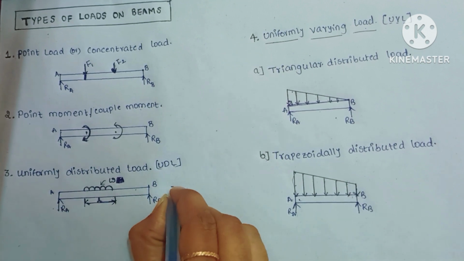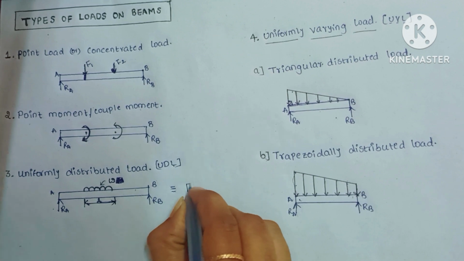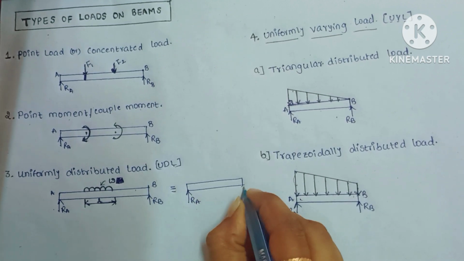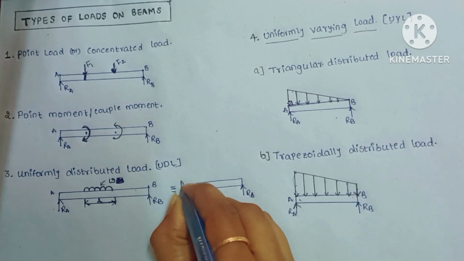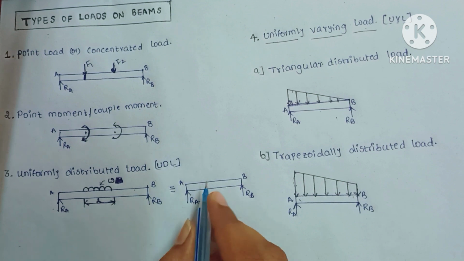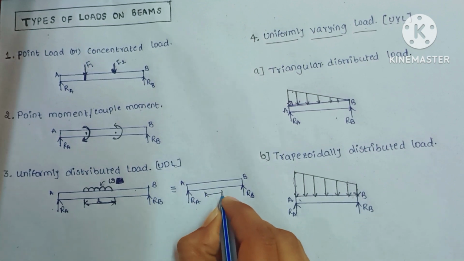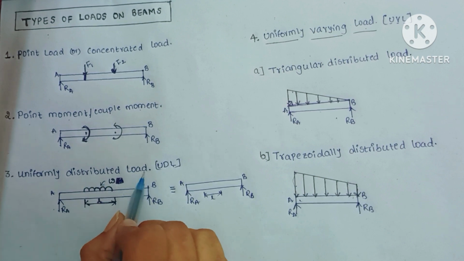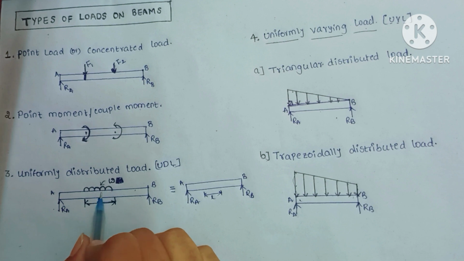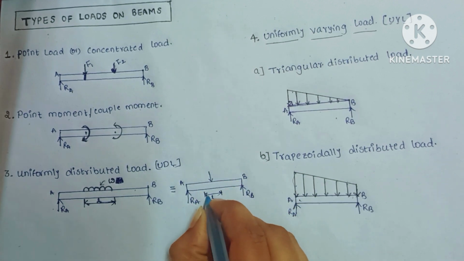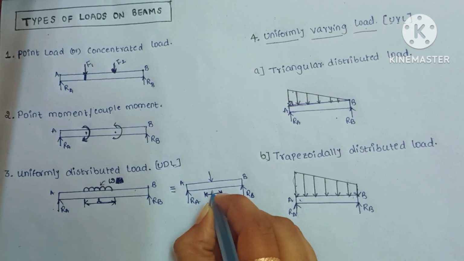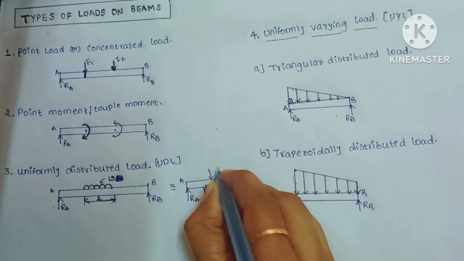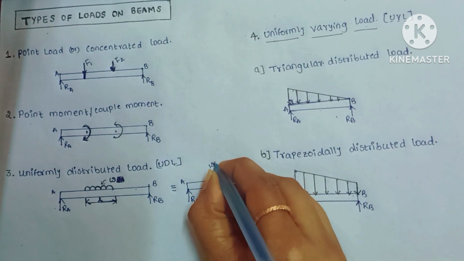So this can be converted as follows. I am writing the beam here. These are the reaction forces at the ends, RA and RB, at point A and point B. If this length is L, then this uniformly distributed load can be represented as omega. This omega acts at the center of this length, that means L by 2 on this side and L by 2 on this side. Here the load is omega into L.